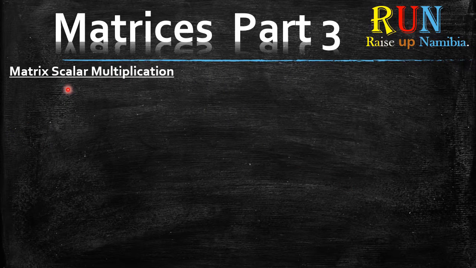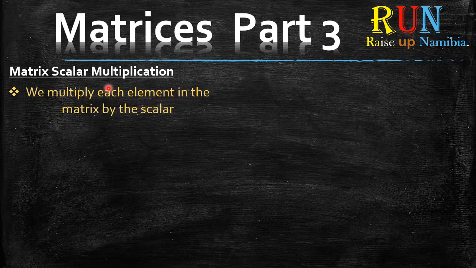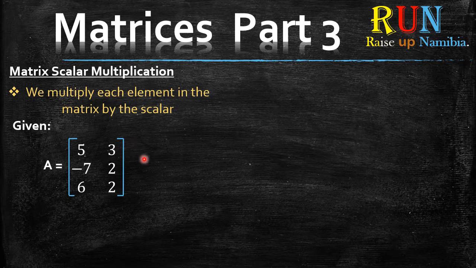Now, how about when we talk about matrix scalar multiplication? With matrix scalar multiplication, we always multiply each element in the matrix by the scalar. What do I mean by this? If you don't understand, don't worry, we will get into examples that will enlighten your understanding. For example, you're given the matrix A over here, and I ask you to find 2A.